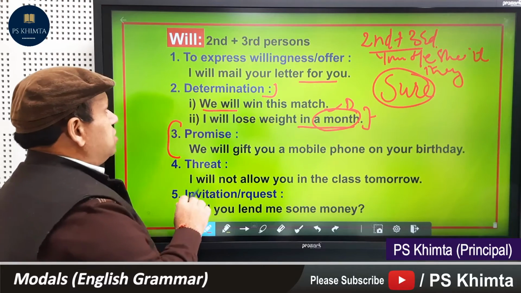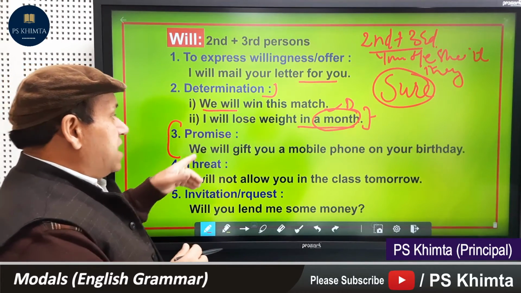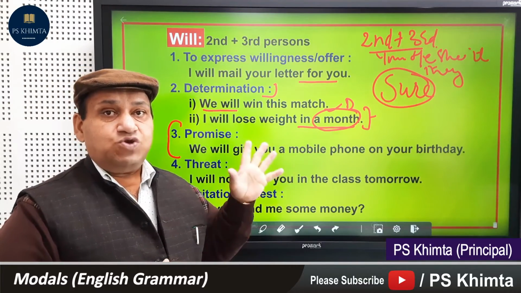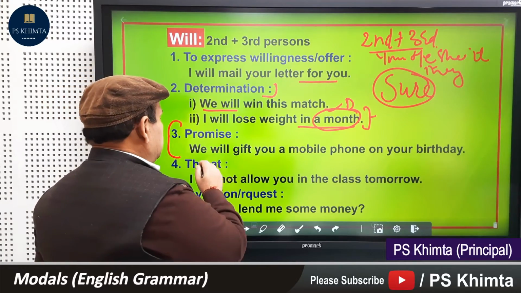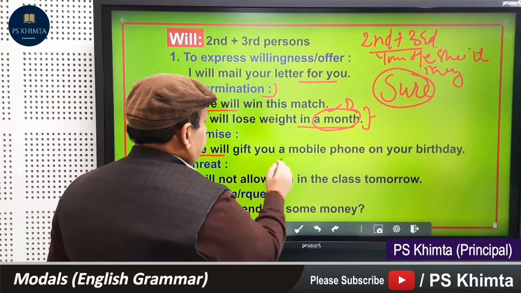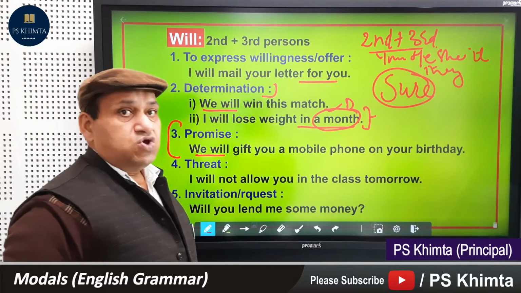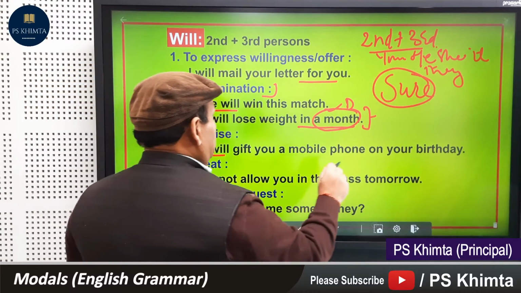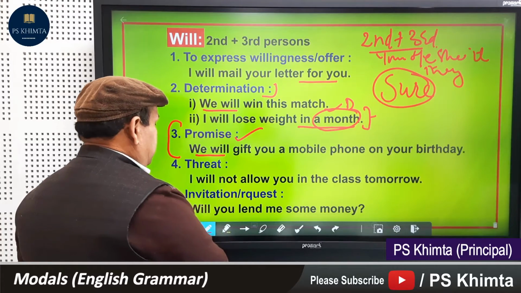Then the third one, we use opposite this once more, that is in the case of promise. As we had in the case of promise in shall, we have seen that we use second and third person, but here we are using first person with will. We will gift you a mobile phone on your birthday. This is a promise. We'll give you a mobile phone on your birthday. Promise.